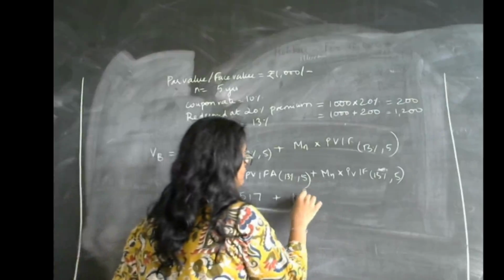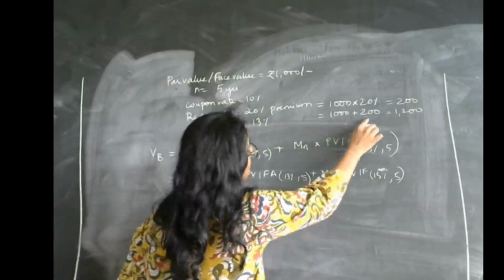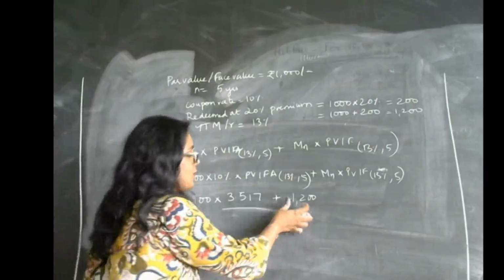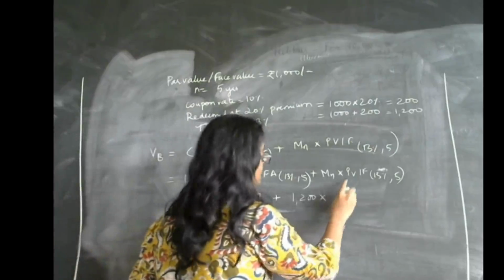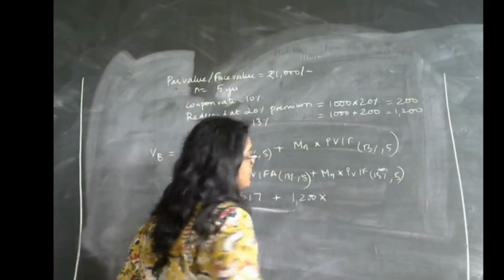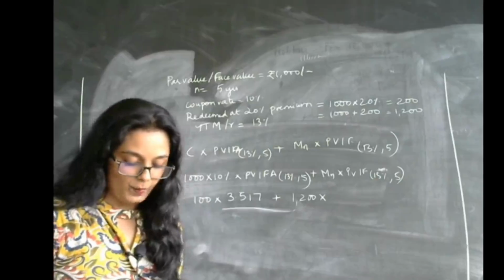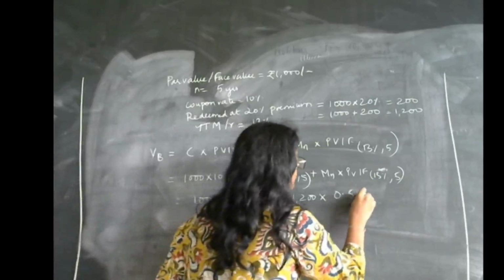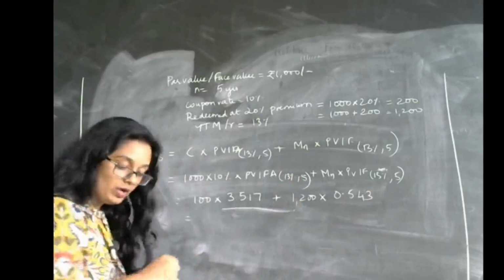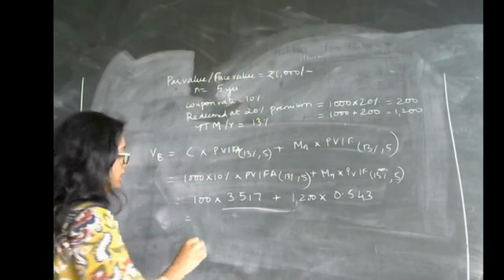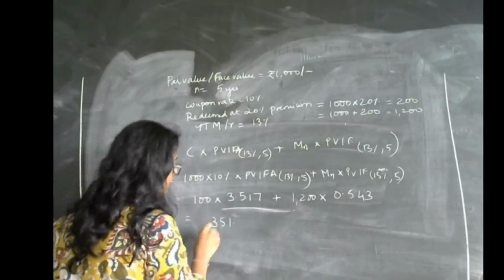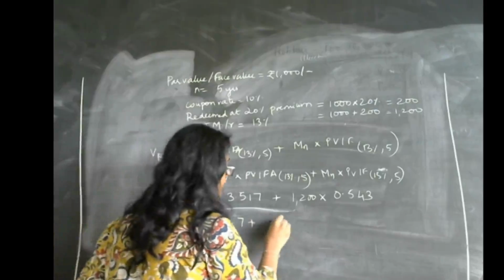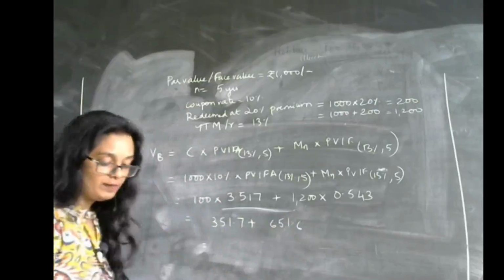Redemption value is how much? 1200, because redemption value is nothing but it is redeemed at 20% premium. So 1200 multiplied by the present value interest factor at 13% for 5 years, it is coming to around 0.543. So now solve this and you will get a total amount here as 351.7 plus 651.6.